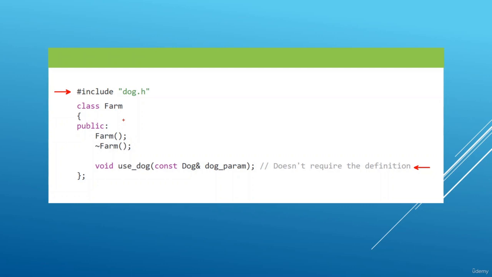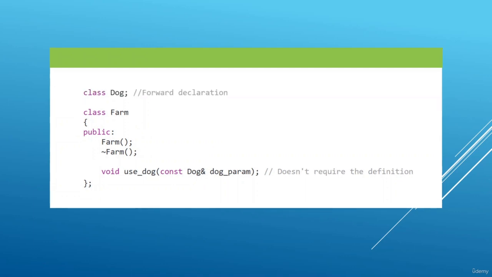C++ provides a feature we can use to solve this problem and not have to include the dog class if we don't need the definition here. What we can do is a forward declaration for the dog class. The syntax to do that is really simple. It is what you see here. You say class, you say the class name, and you put a semicolon.